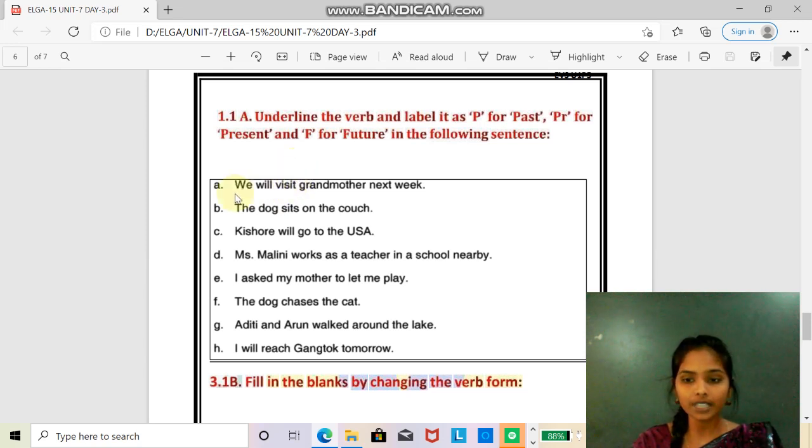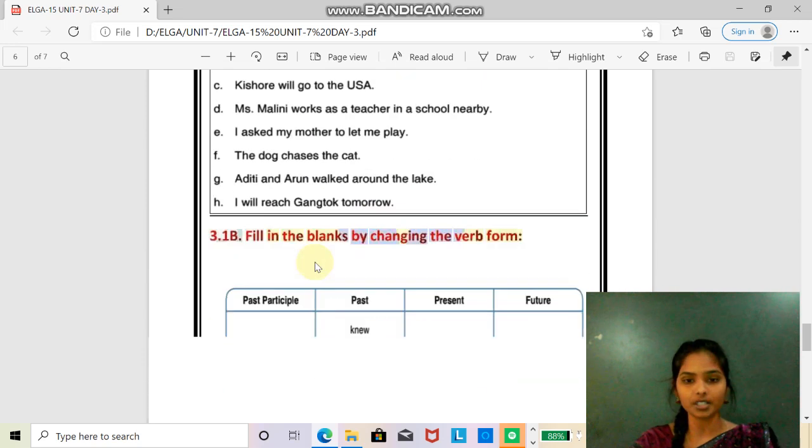So let me do one for you. We will visit grandmother next week. First I have to search which is the verb in the sentence. Yes, visit is an action word. It is a verb, isn't it? I am going to underline visit. Before visit there is a will, isn't it? So I have to underline will visit. So then will visit is in which tense? Future verb. So I have to write F. This is how you are going to do the rest of the questions.